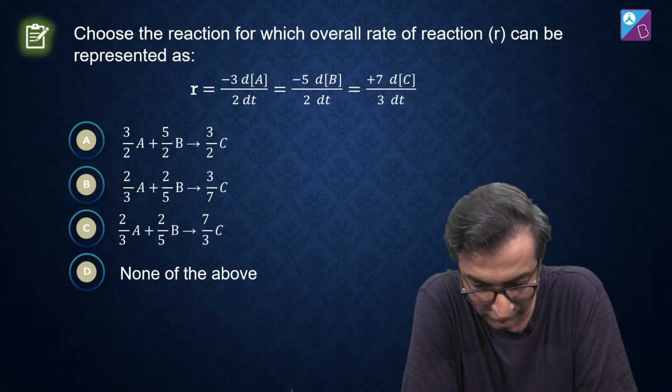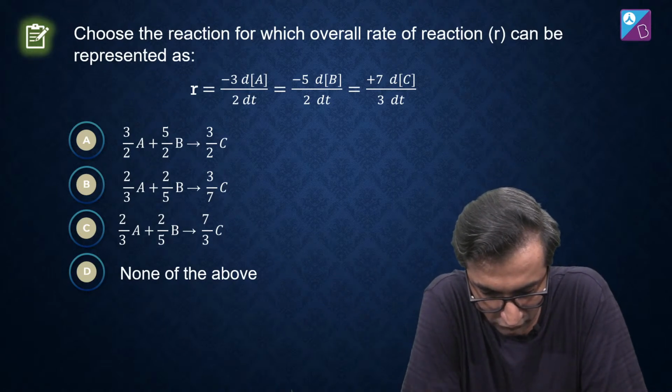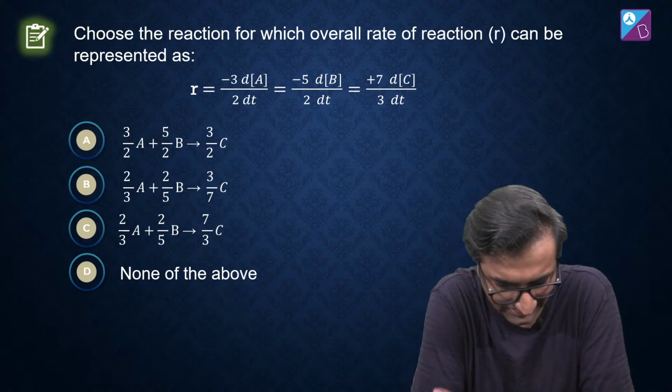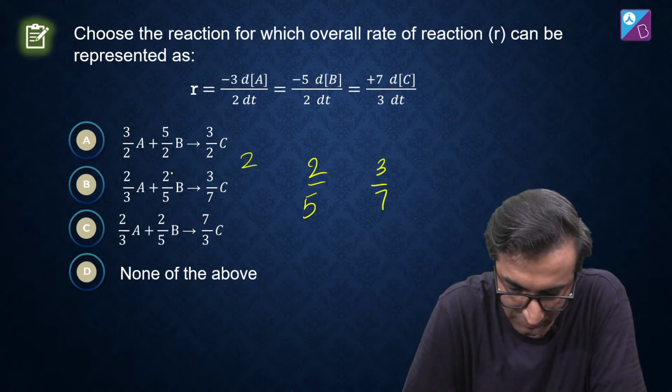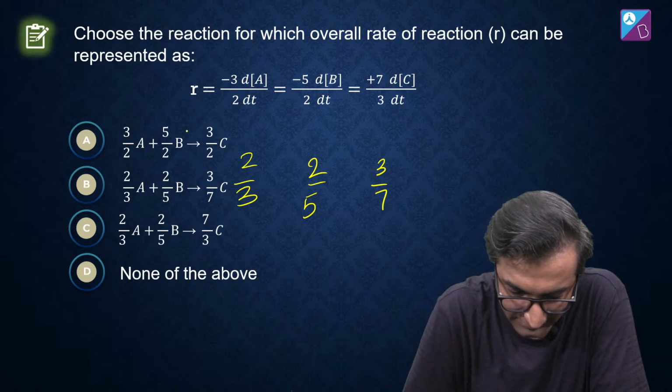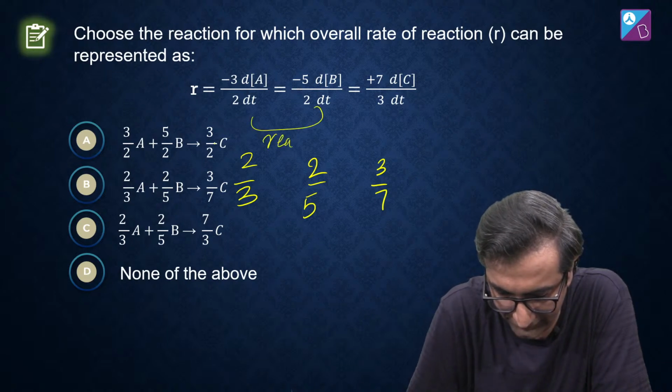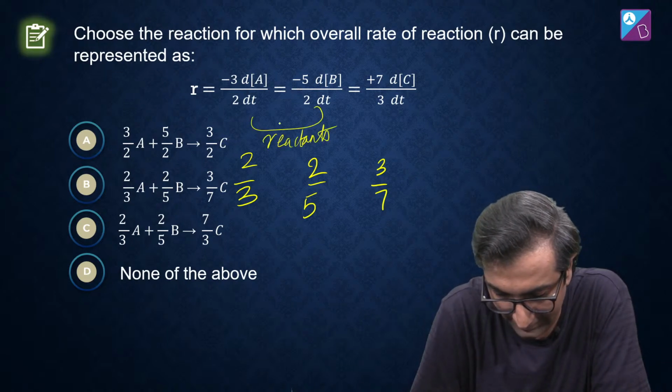All right. Overall reaction, किसका क्या होगा? Clearly, B should be 2 by 5, C should be 3 by 7, A should be 2 by 3. You know this. And these are both reactants. I'm not even looking at the option. I just जो लिखा है वो देख के बता रहा हूँ. Reactants, and this is the product.